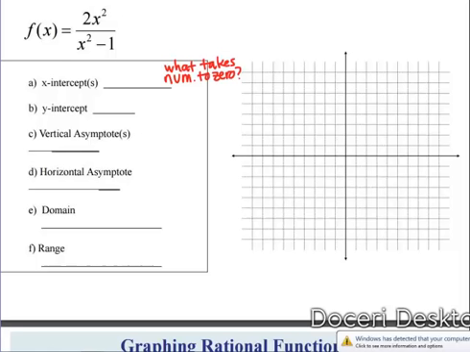You always look to see what takes the numerator to 0. We have 2x squared in the top, and so if x is 0, then the numerator is 0. Therefore, we have a point (0, 0).